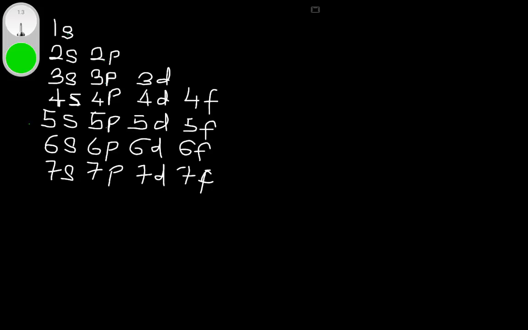Then you get to the next level. You start from the 3rd level, 3d, 4d, 5d, 6d. By the time you get to the f, you go down a little. You start at the 4th level for the f, so you write 4f, 5f, 6f. And you must note, like we said, the sub levels S, P, D, and F in that direction.